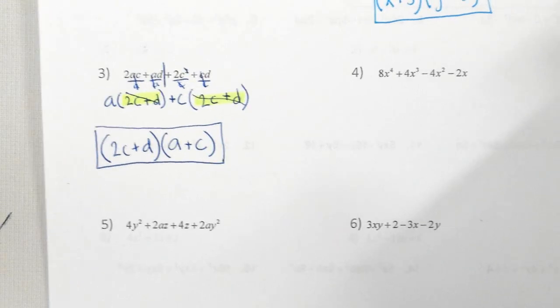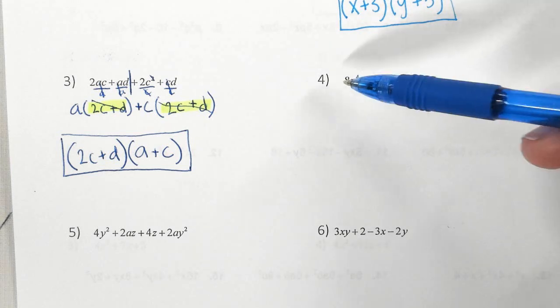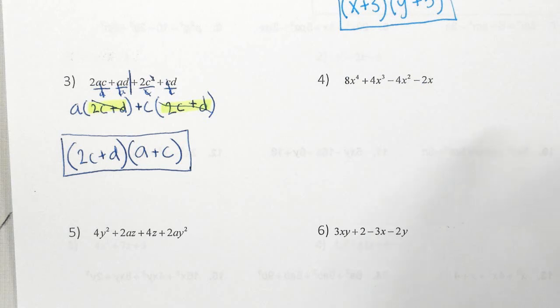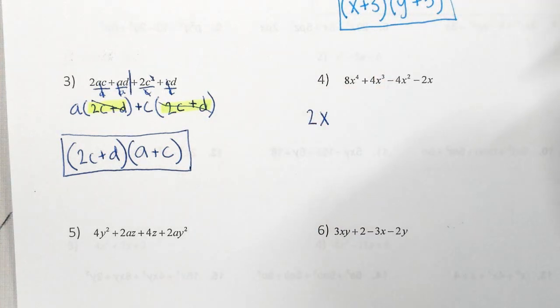So let's look at number 4. So first thing they're asking, are they in order? Yes. So I like when there's only one variable because it's super obvious when they're in order, right? Okay. Is there a GCF? That's question 2. Yes. What's my GCF? 2x.